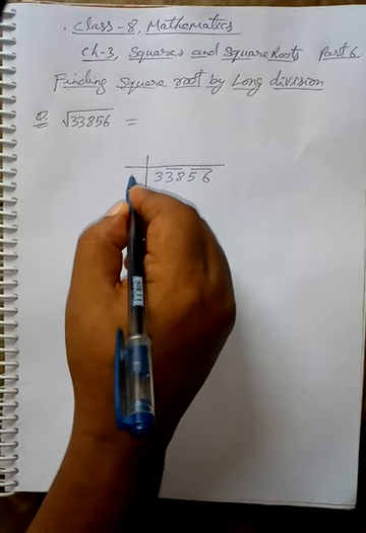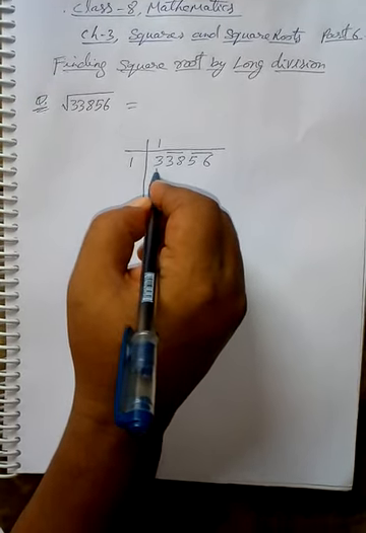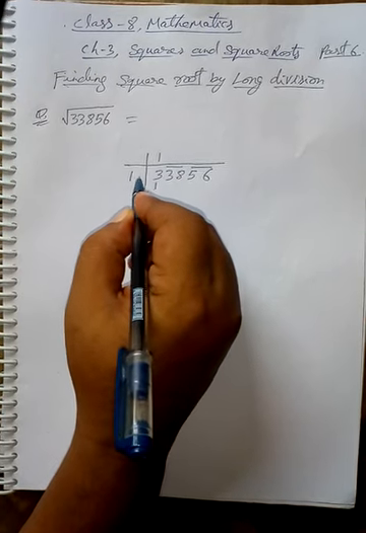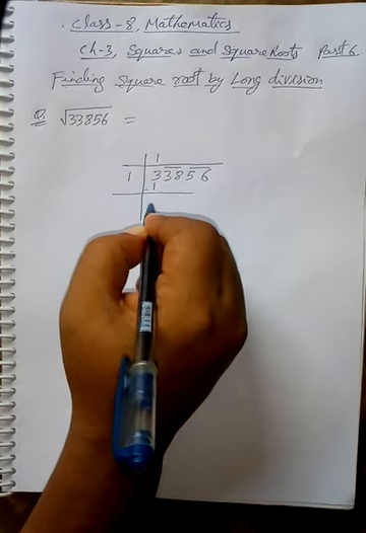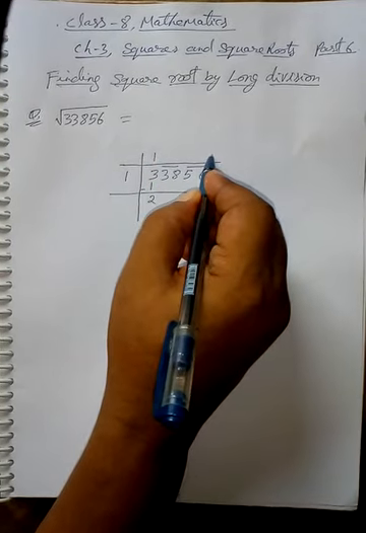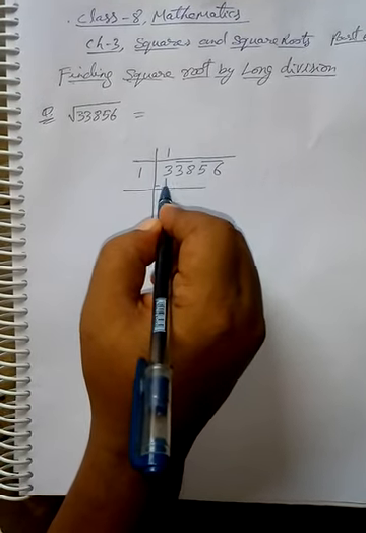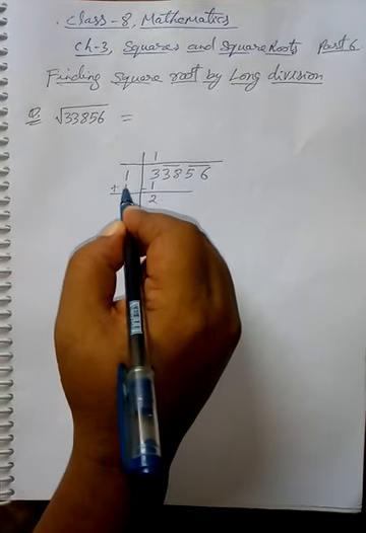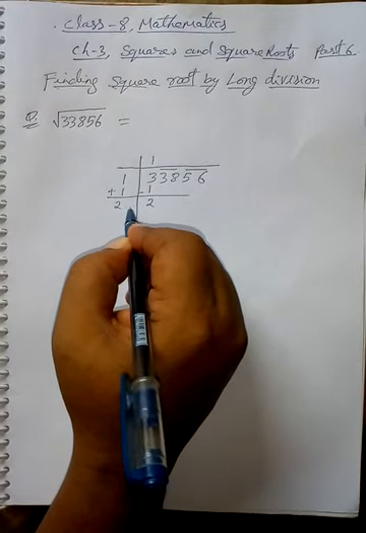I know that 1 one is 1, but if we use 2 twos, it will become 4, which is greater than 3. We cannot take a number greater than this. So 1 one is 1, subtract this, you get 2. The quotient must be written at this position, and this is the divisor. Now whatever quotient you get here must be added here also. So now it becomes 2. Leave a space of at least 1 or 2 digits here.